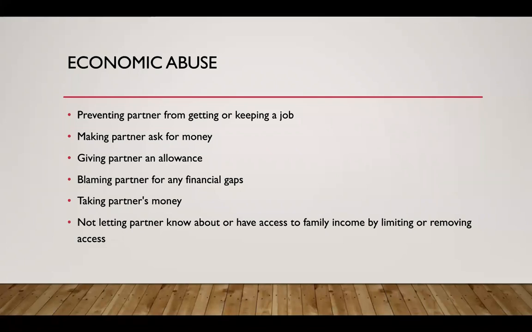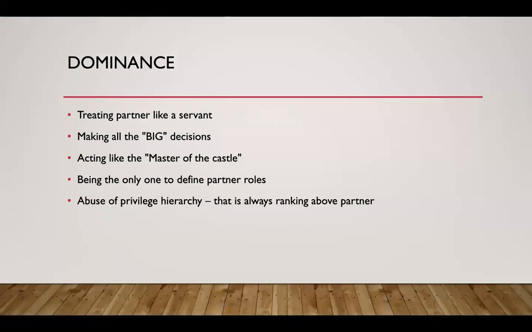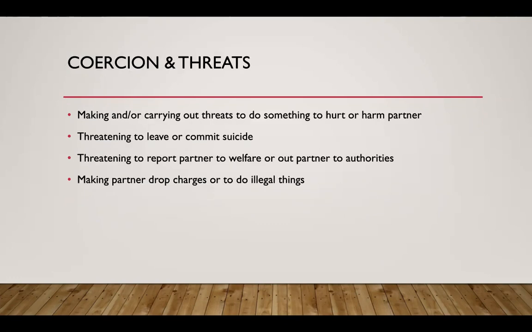Let's take a look at another spoke in the tire or red flag called dominance. This is a special right or advantage over someone. So what does that look like in a relationship, and what are some red flags? Treating partner like a servant, making all the big decisions, acting like the master of the castle, being the only one to define partner roles, abuse of privilege hierarchy, and that is always ranking above another partner. Sometimes we don't recognize this at the beginning of a relationship because we've wanted a partner for so long in our lives, and we tend to kind of overlook those first big signs of dominance.